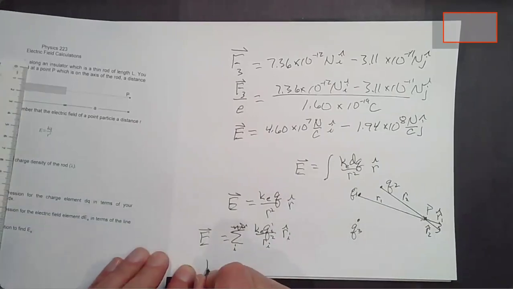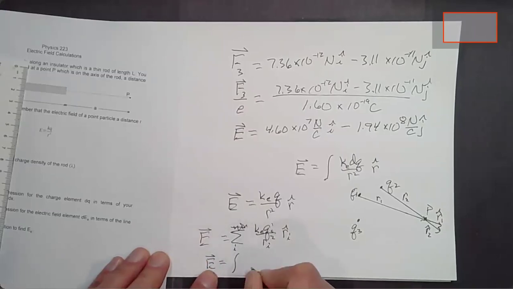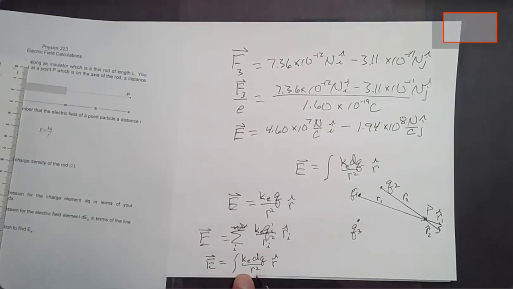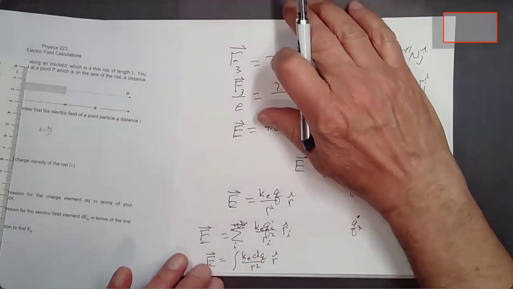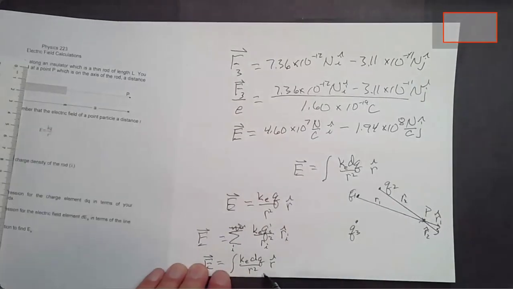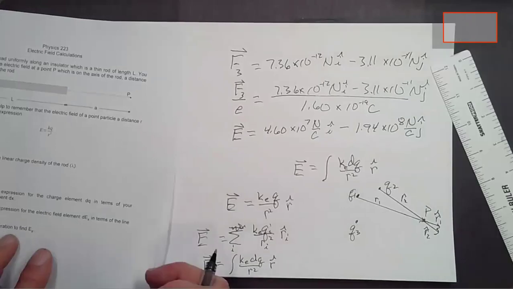And if you have a continuous charge distribution, it'll end up being an integral of k sub e dq over r squared times r hat. And both r as a scalar and r hat are things that change continually as you're going over your entire charge distribution, wherever it happens to be. So that's what we're going to be doing here.